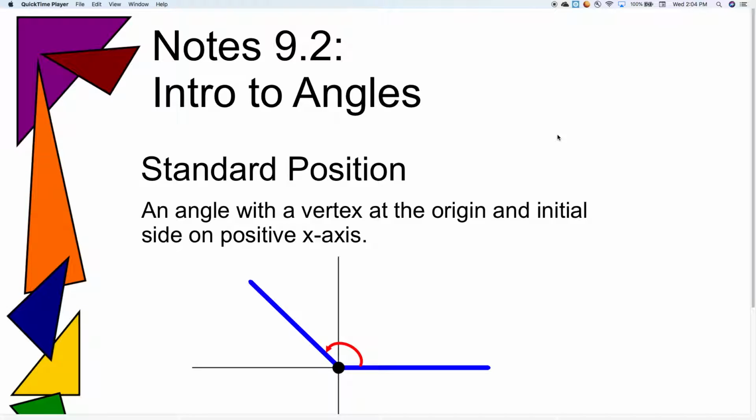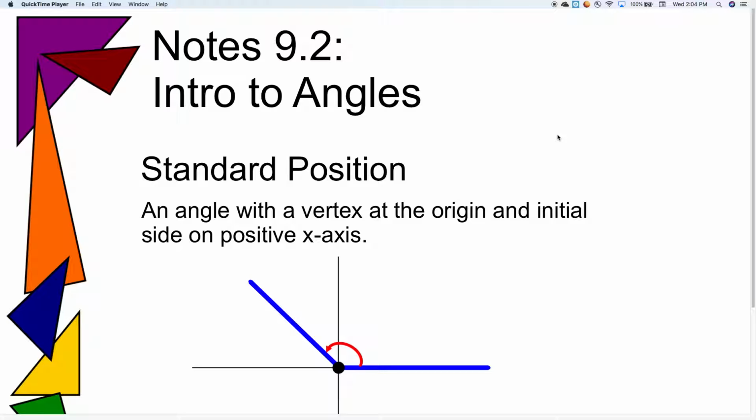This is the beginning of section 9.2, and I think we spent 3 days. Tomorrow we'll do radians, and then on Friday we're going to do something called arc length and area of a sector, which you also talked about in geometry, but we're going to look at it one way. In geometry, you might have looked at it two ways.